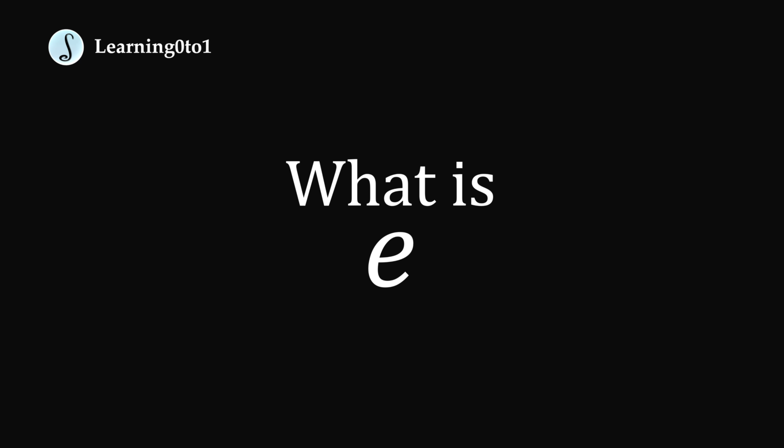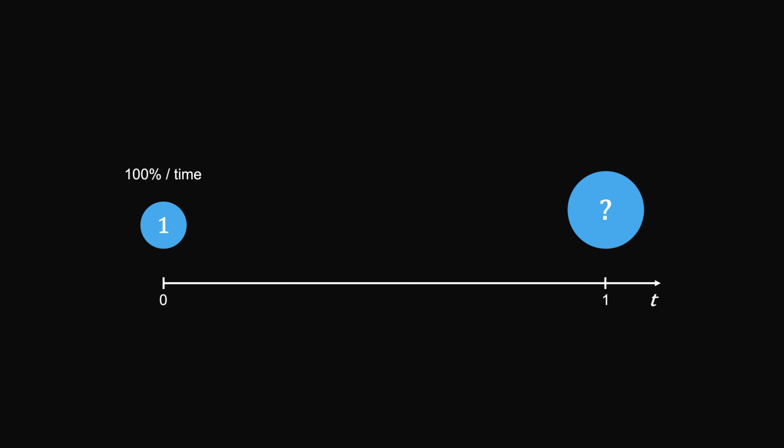First, let's talk about what E means. It goes like this. If we have one unit of object growing at 100% per unit time, then what would it be 1 unit time later? Seems easy, should be 2, right? Of course, that's too good to be true.